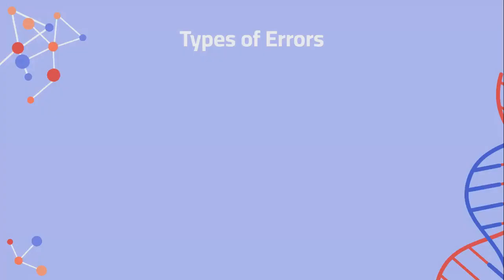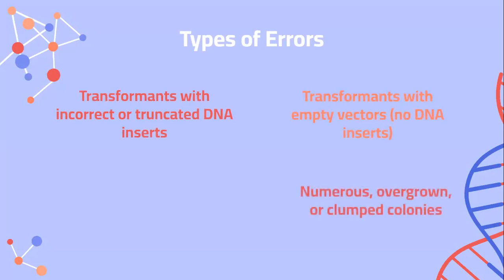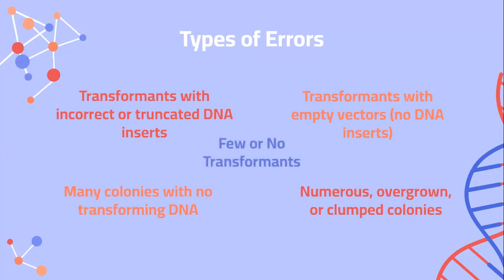During bacterial transformations, there are various errors that can be encountered. You may find that your plate contains transformants with incorrect or truncated DNA inserts, or the transformants may have empty vectors where there are no DNA inserts. You may also observe numerous overgrown clumped colonies, or many colonies with no transforming DNA. Another error you may encounter is plates with few or no transformants. Each of these errors is caused by a variety of factors.